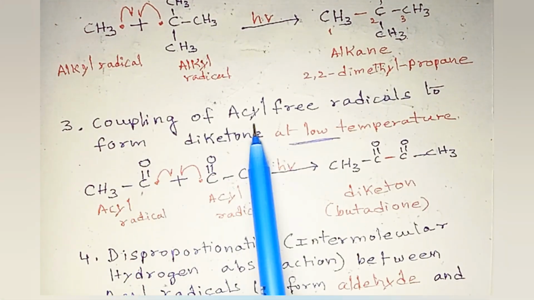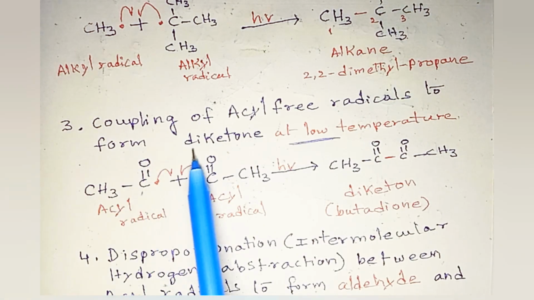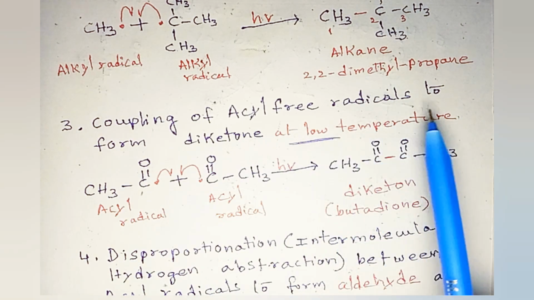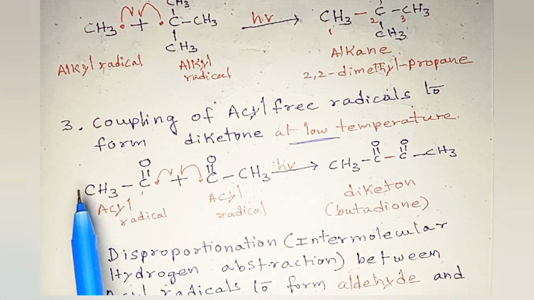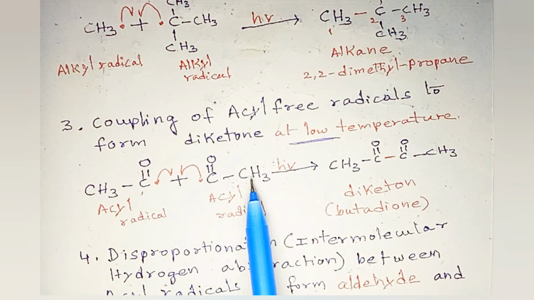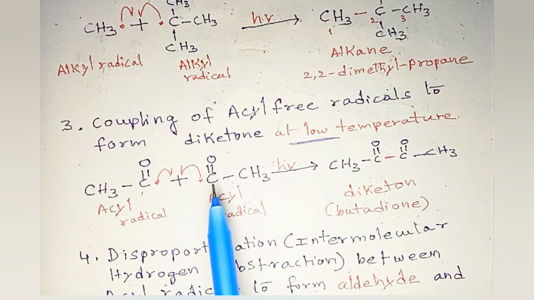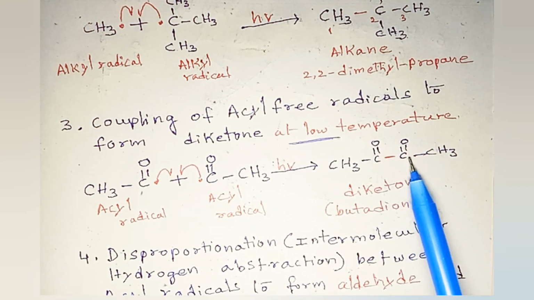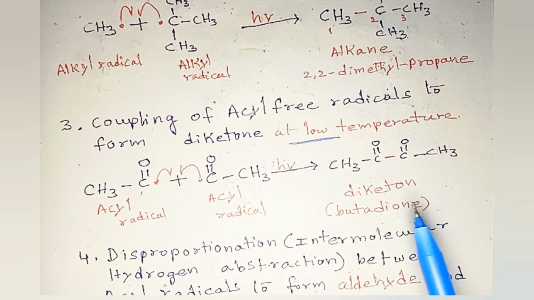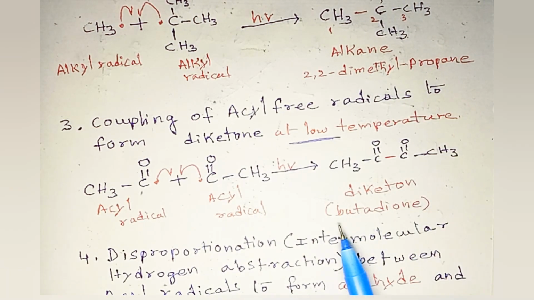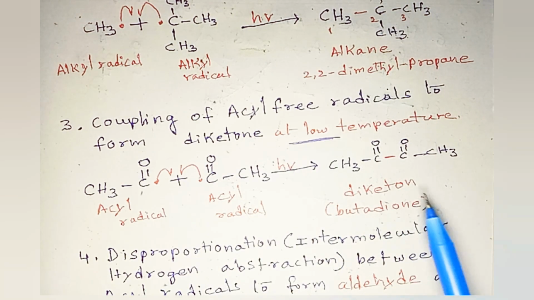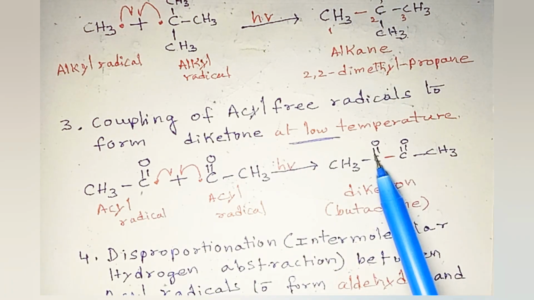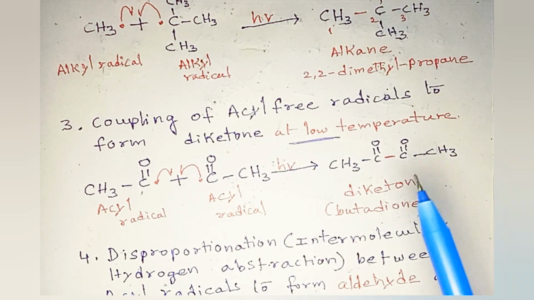Next, coupling of acyl free radicals to form a diketone at low temperature. At low temperature, two acyl free radicals will combine. CH3 C double bond O will combine with another CH3 C double bond O to form CH3 C double bond O single bond C double bond O CH3, which is a diketone. Here it is butane because it has 4 carbon atoms, and dione because it has 2 carbonyl groups.